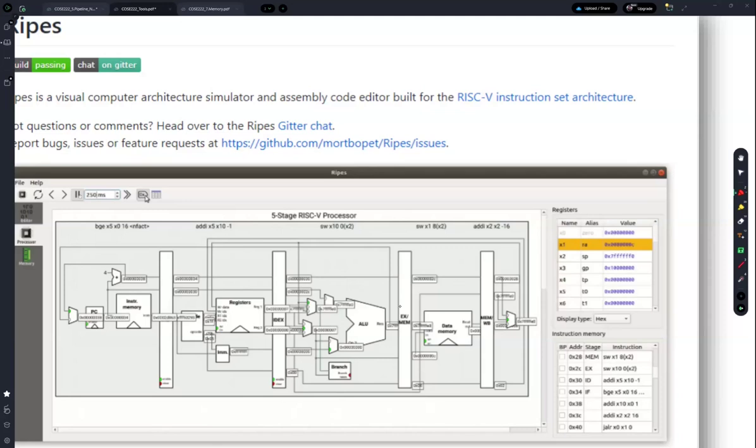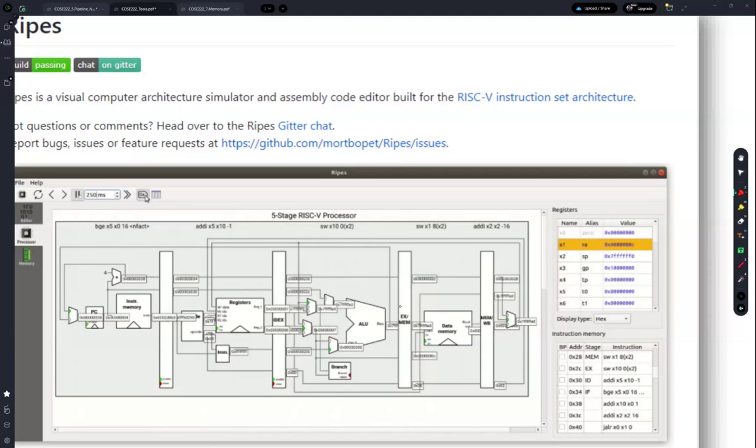Also, the last design name will be posted on November 27, right? And then for the fifth lab assignment, you will be requested to design the pipeline architecture, the 5-stage pipeline architecture. Then you can get help from this web simulator.